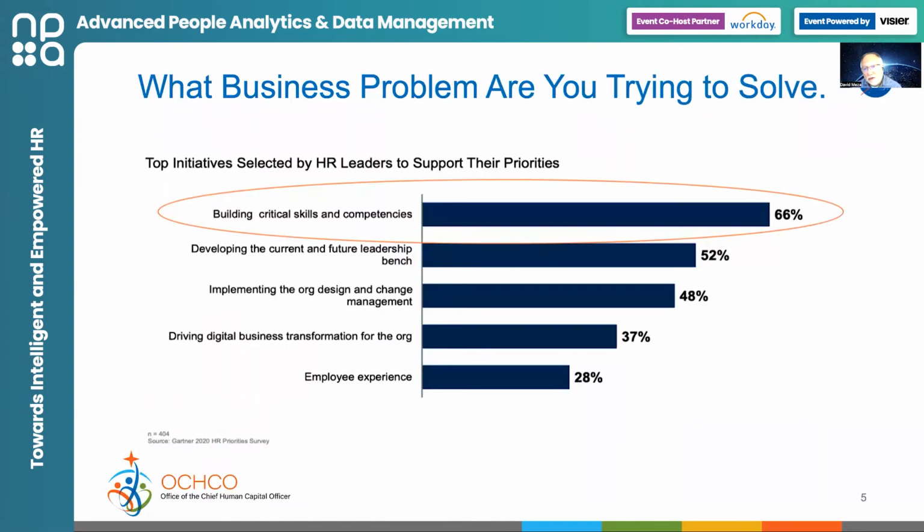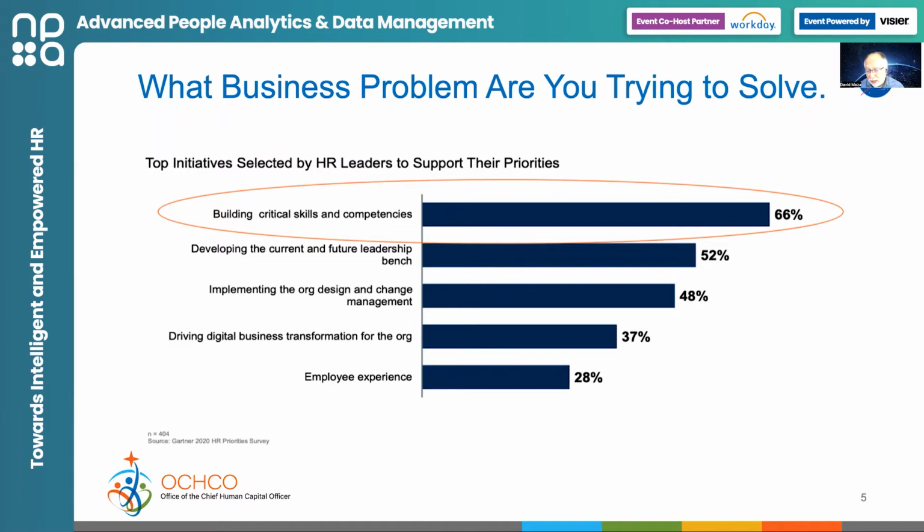But to start off, like any other work you're trying to do, your first thing you want to look at is what is the problem you're trying to solve. So in this case, there was a survey done by Gartner back in 2020, and I'm pretty sure it's fairly relevant today, that when they surveyed different HR leaders across industries, 66% of them said building critical skills and competencies was one of the most important things that kept them up at night. So that's what we're going to take a look at in this knowledge graph.